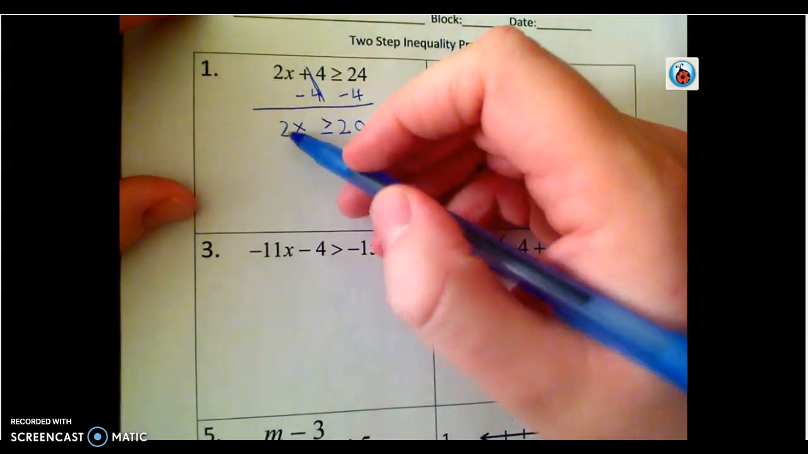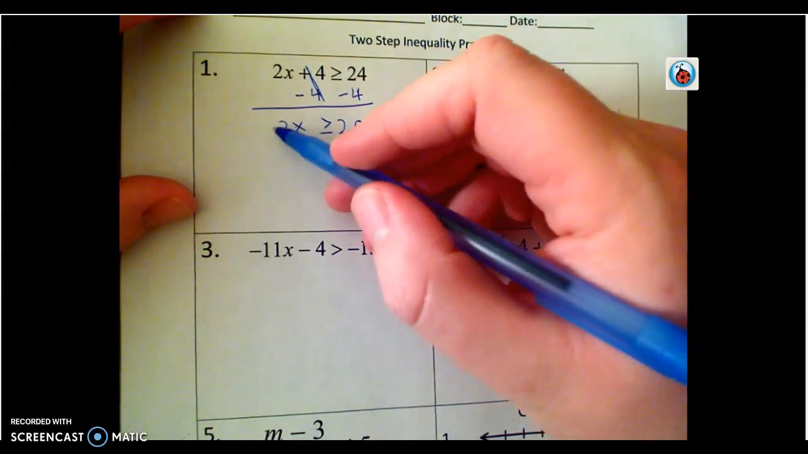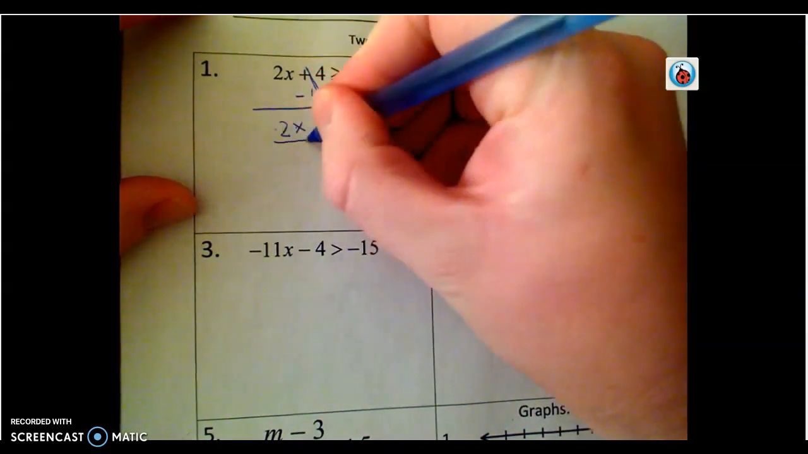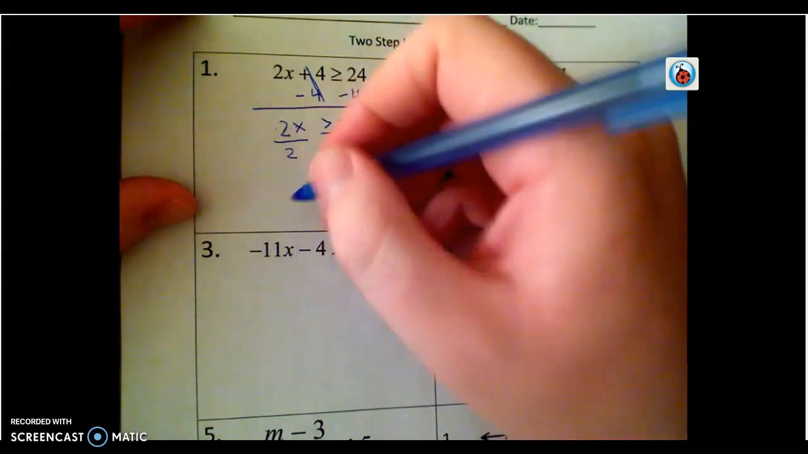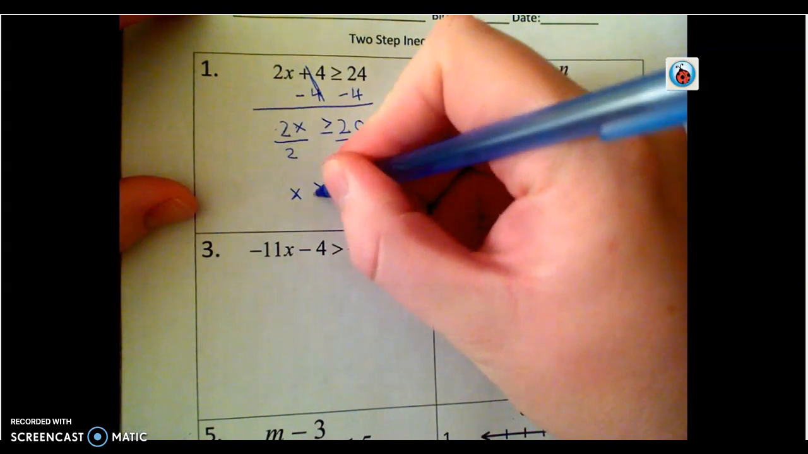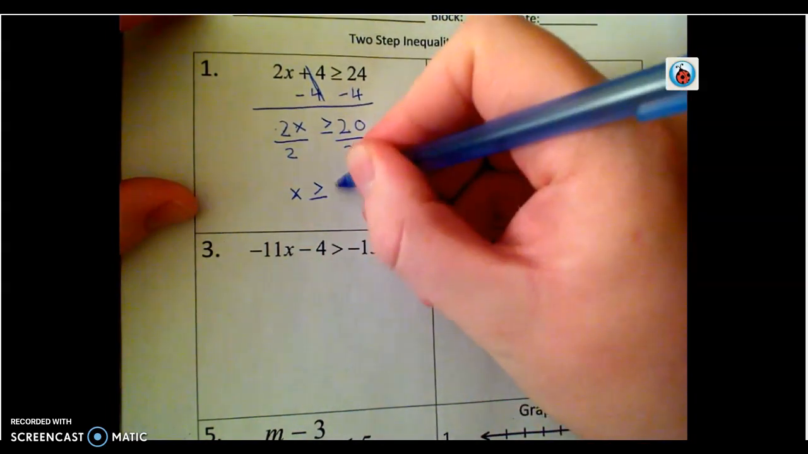I can't leave it as a 2x. Remember, 2x is like 2 times x. So I undo that with division, and I get x is greater than or equal to 10.